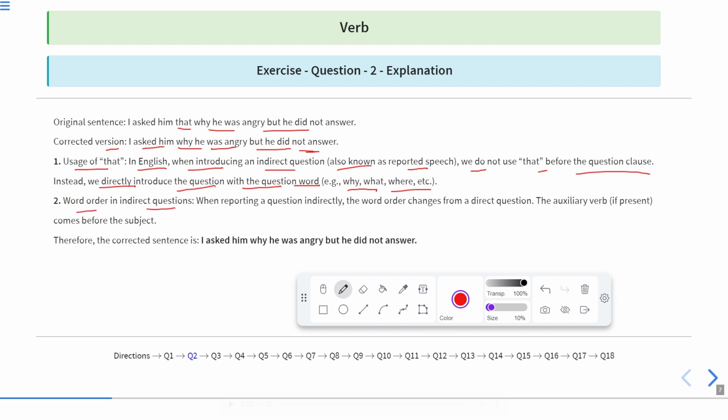Okay. Word order in indirect questions. When reporting a question indirectly, the word order changes from the direct question. The auxiliary verb, if present, comes before the subject in a direct question, but it comes after the subject in indirect speech. Therefore, the corrected sentence: I asked him why he was angry, but he did not answer. It does not come before, but after the subject. Okay, so this will be the correct answer. Now let us move to the next one.